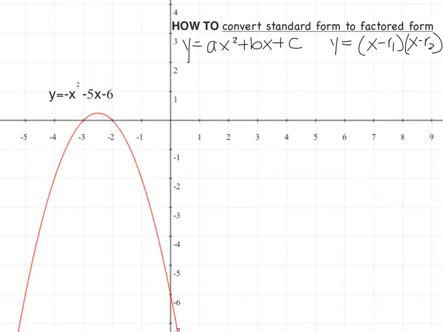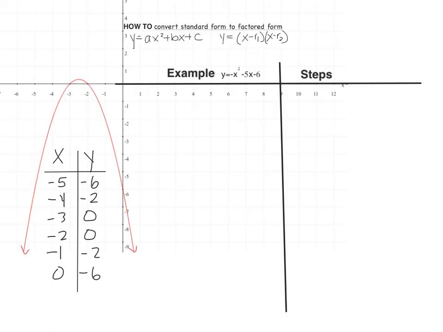So now that we've recapped that, let's go ahead and start to copy down the steps for how to convert standard form to factored form. So, step 1, to convert your standard form to factored form, we need to find the roots. We're going to use this equation, which goes with this graph and this table.